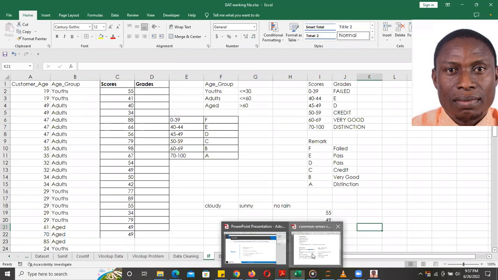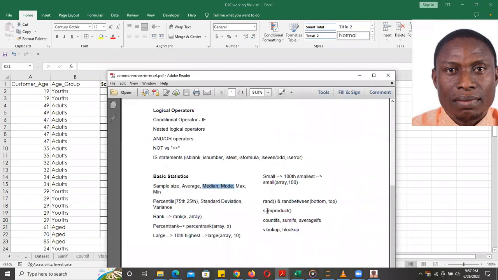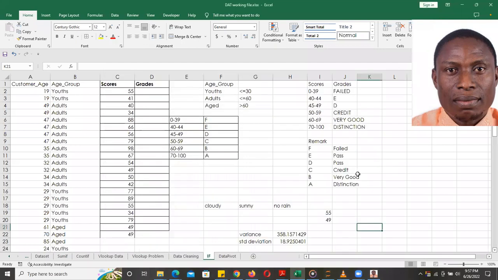Okay, the next one is, probably we should do percentile. Let's do percentile, and probably this rank. Time is going. Let me just quickly run through percentile with us, and we still do data cleaning today.